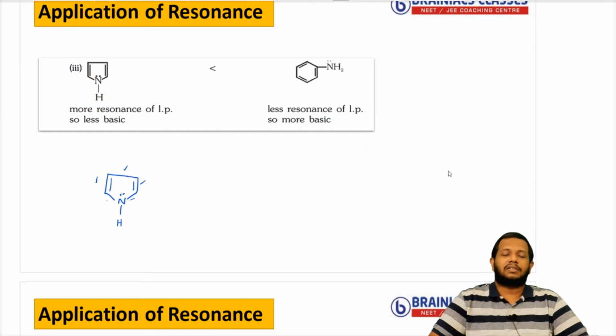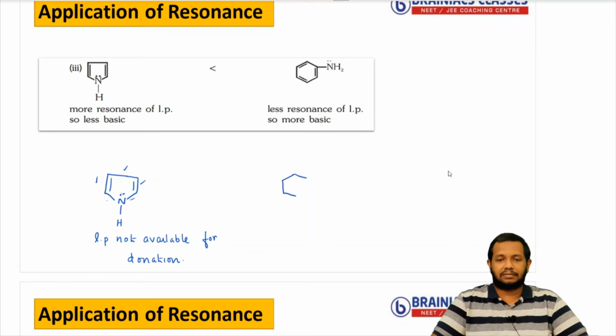So that means this lone pair is not available for donation. Not available for donation. Now let's look at the next one. The next one we already know, it is nothing but our aniline. If you see here, in this case also resonance is present, and in this case also resonance is present.